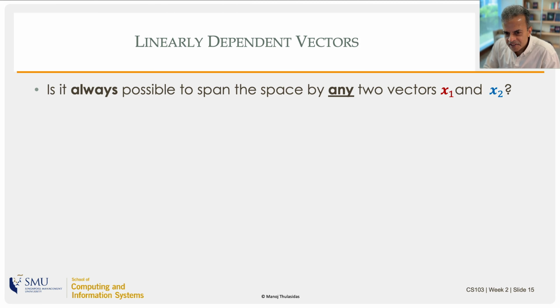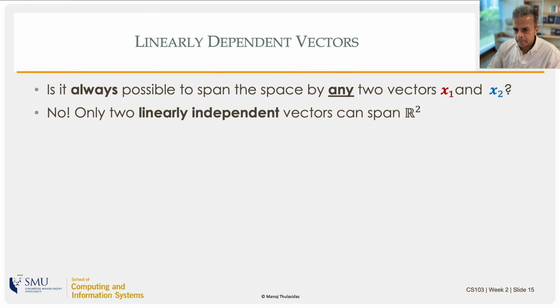The question is, is it always possible to span the space by any two vectors x1 and x2? I kind of tipped my hand here and I showed you that it couldn't be done. The situation where it cannot be done is when the vectors are actually linearly dependent. So we need linear independence of the vectors so that they can span R2.